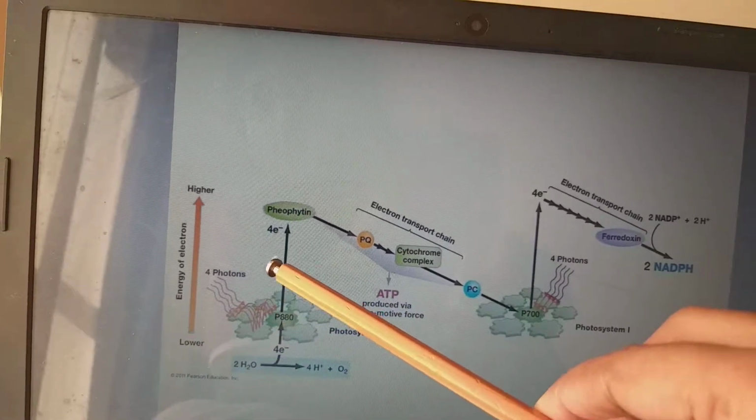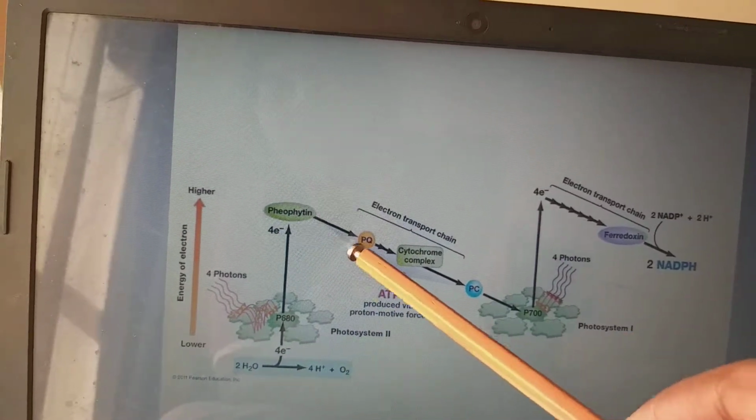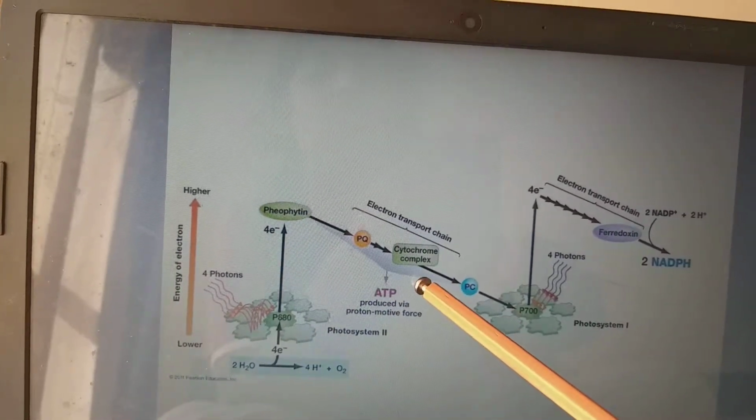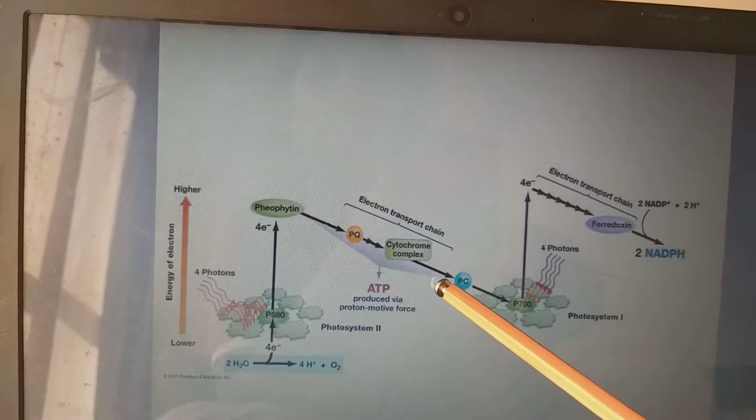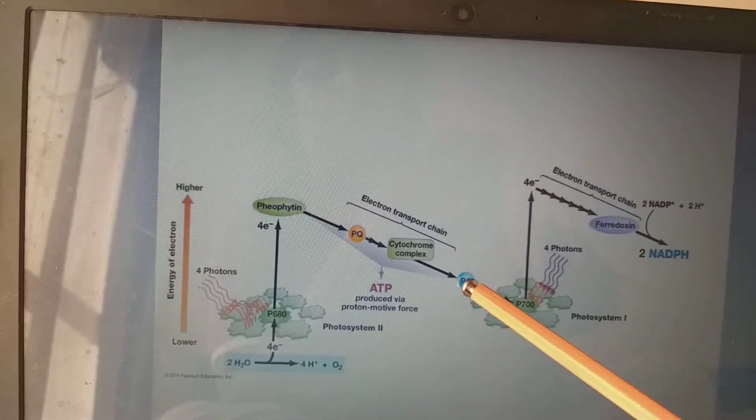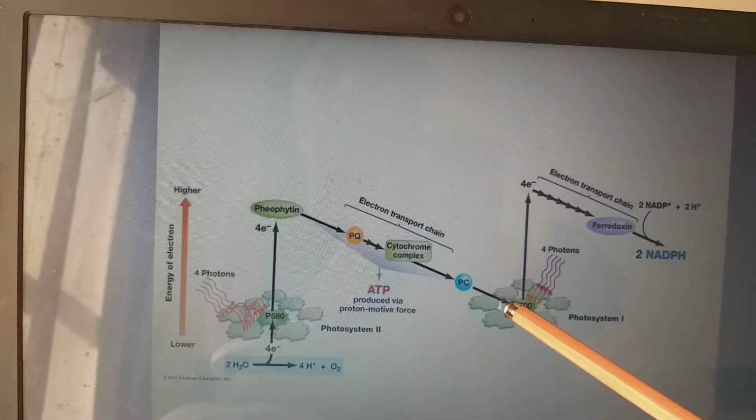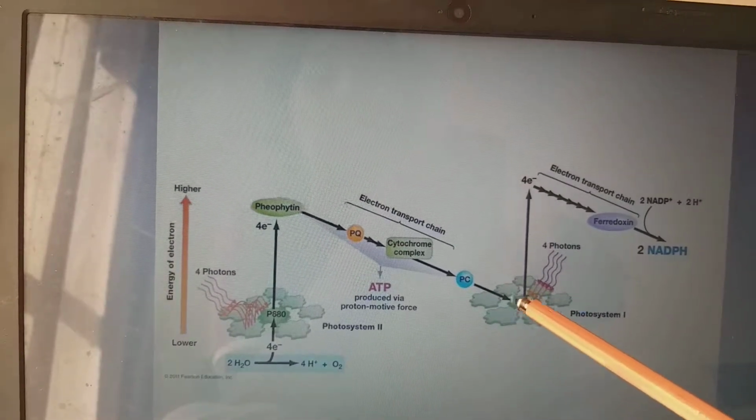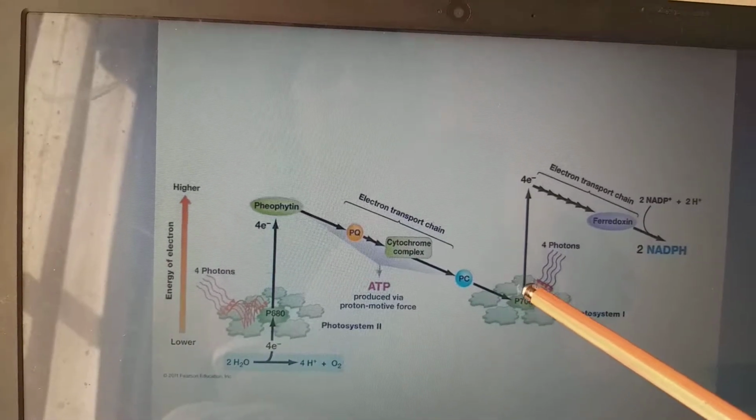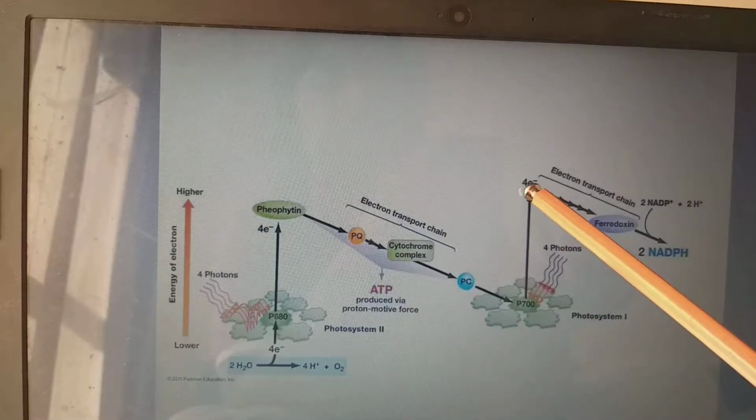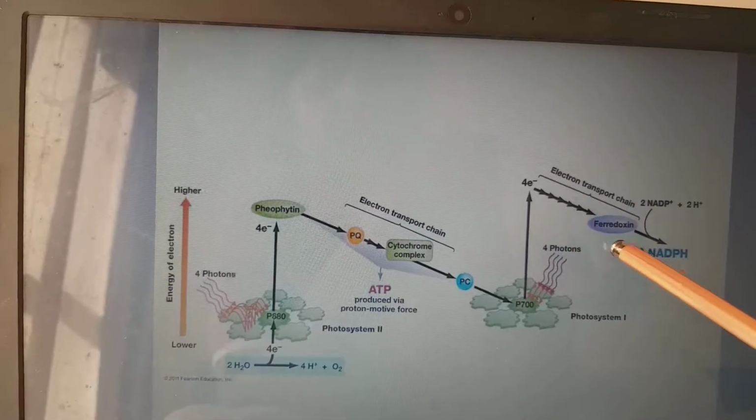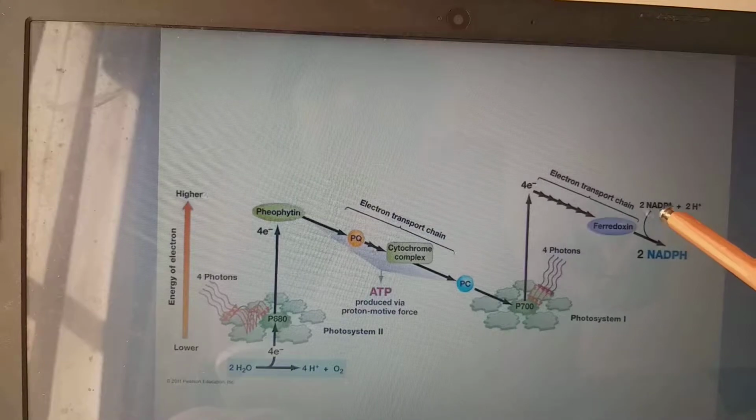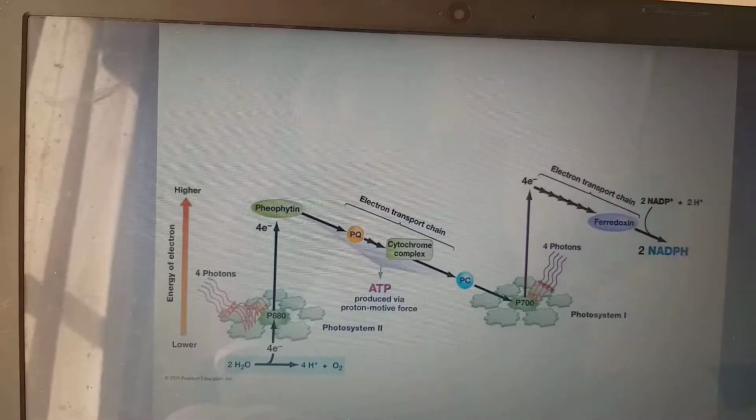From here the 4 electrons go to plastoquinone, from plastoquinone to the cytochrome B6F complex, from the cytochrome B6F complex to PC, plastocyanin, and from plastocyanin to photosystem 1. Here again there is high energy. P700 is hit, and again the 4 electrons are transported to ferredoxin. From the ferredoxin, NADP plus is reduced to 2 NADPH.